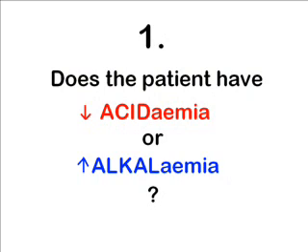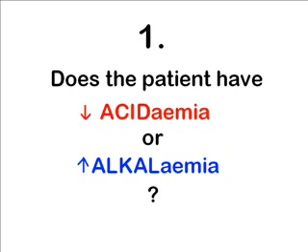Step 1 of ABG analysis is to look at the pH and ask yourself, does the patient have acidemia or alkalemia? As you may or may not know, the suffix emia refers to the blood, so acidemia means acidic blood, alkalemia means alkaline blood, and you work this out by looking at the pH. Is it above or below the normal range? If it's below, the patient is acidemic. If it's above, the patient is alkalemic.